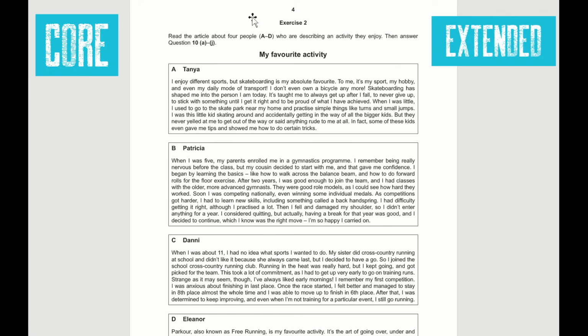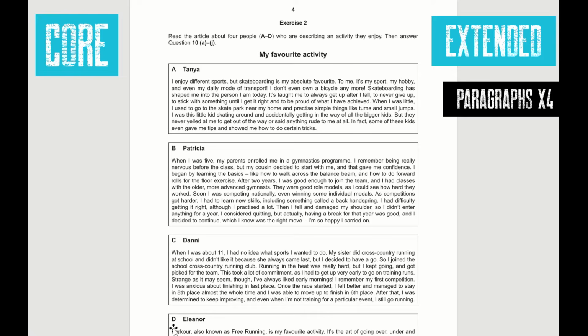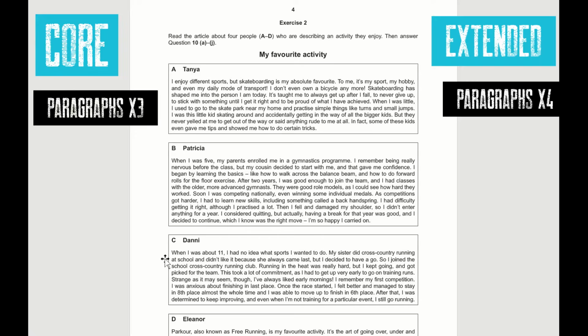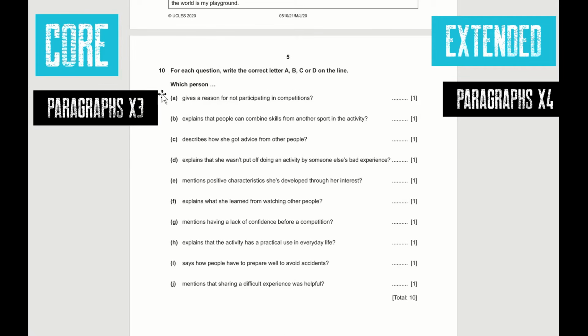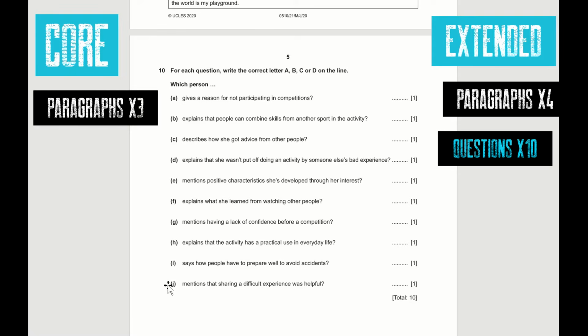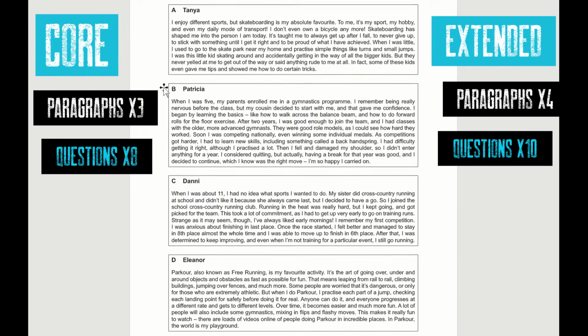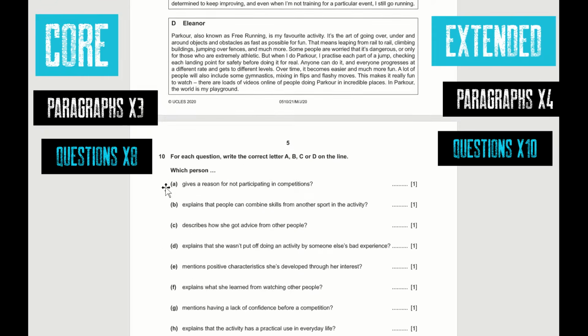Now, as most of you already know, in exercise 2, you'll be provided with 4 different paragraphs. In the core paper, you will only receive 3 different paragraphs. And another difference is you will see that with questions A through to J for the extended, if you do the core paper again, you will only have to do A through to H simply because you only have 3 different paragraphs to choose from at the top.